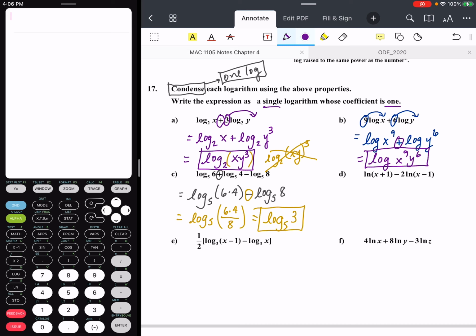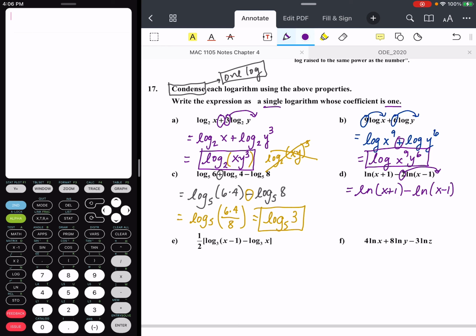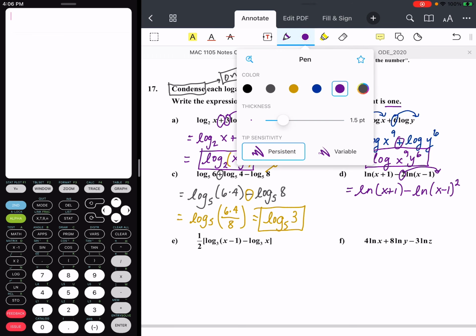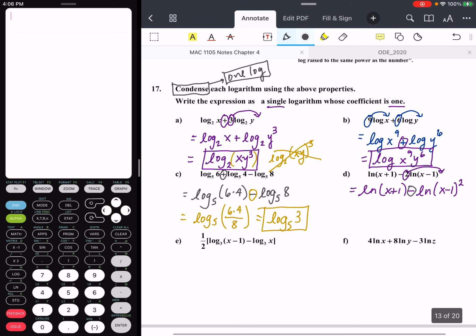All right, for part D, natural log of x plus 1 minus 2 times natural log of x minus 1. First move, I want to apply the power rule. I'm going to put that 2 up there as an exponent. And then because of this minus sign, I know I'm going to go forward and apply the quotient rule. So one single natural log of x plus 1 in the numerator over x minus 1 squared in the denominator.